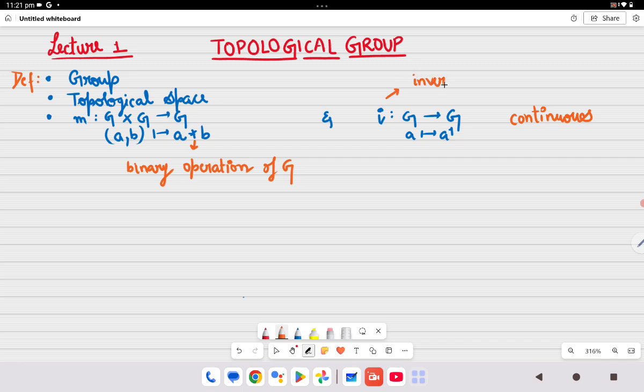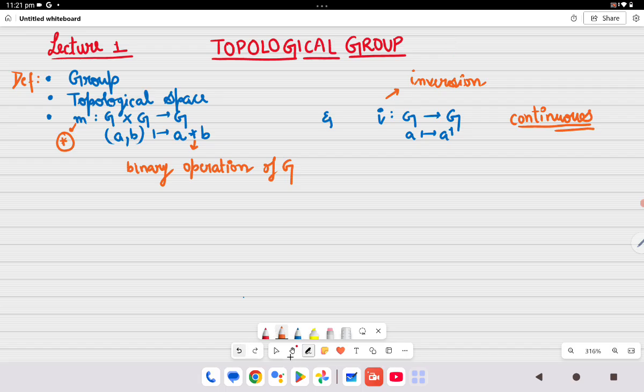inversion map, because here we are mapping every element to its inverse. Now you understand the inverse, right? It is the same inverse of an element in the group, it is getting mapped to that. And multiplication, we are calling it multiplication, but it is denoting the operation star of the group G. Okay, so they both must be continuous, and then we say that the group G we have is a topological group. All right.